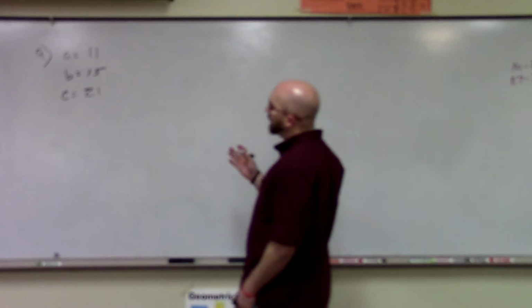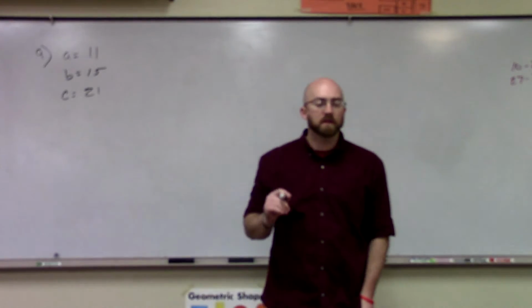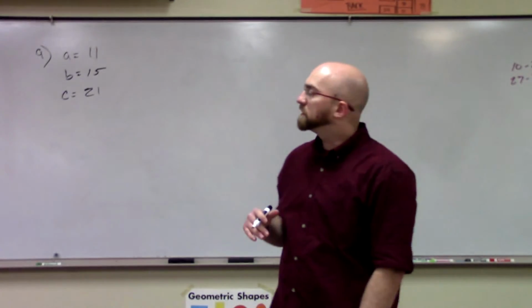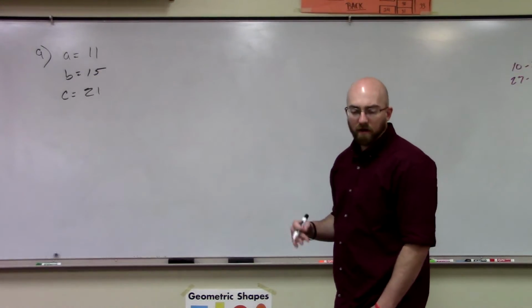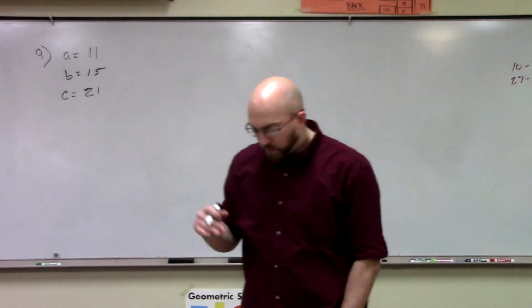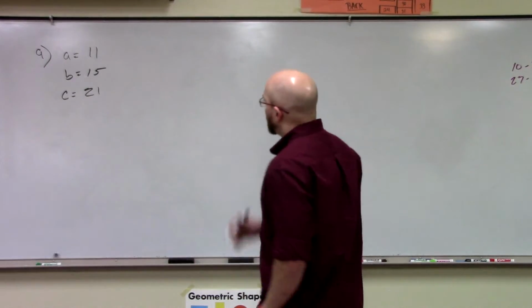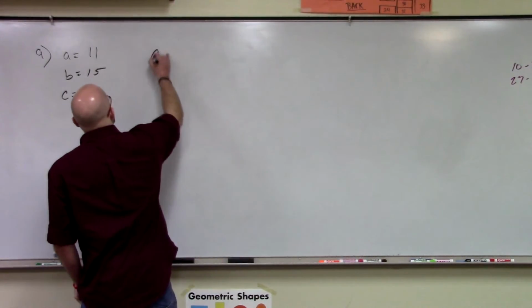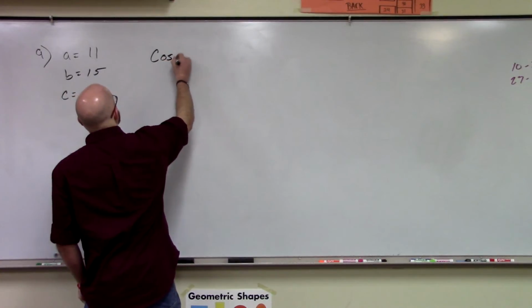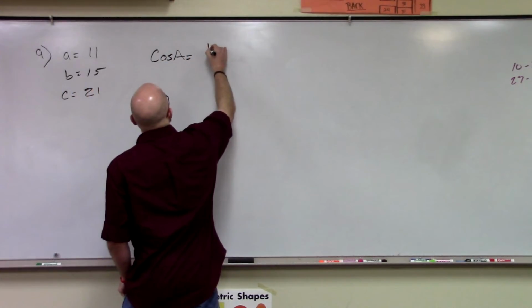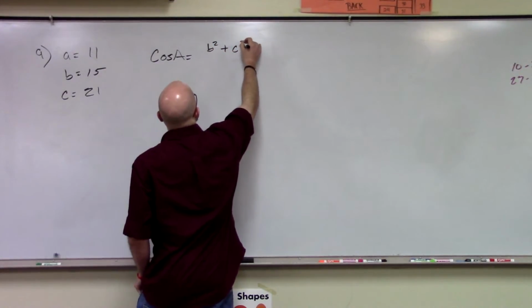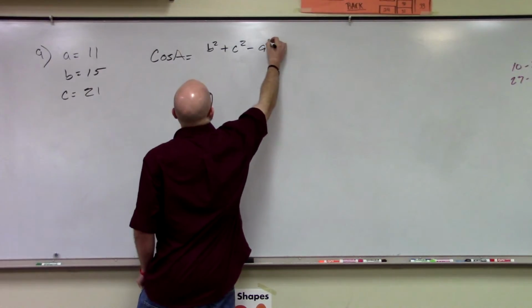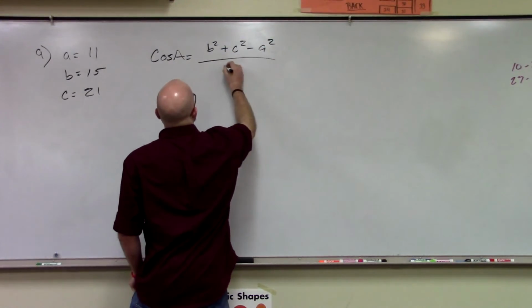Okay, the first example I'm going to do is number 9. They give us a, b, and c, all small letters. So small a, small b, small c, which in our triangle are the side lengths. So that automatically tells us that we need to find the angles. Now, from the formulas, we have cosine of A, so cosine capital A equals b squared plus c squared minus a squared all over 2bc.